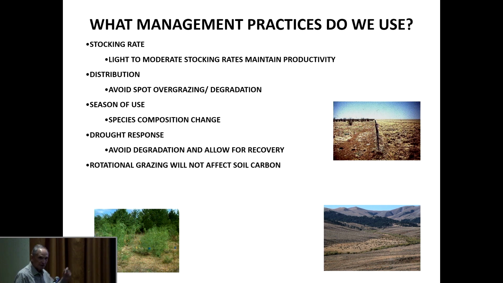And drought response. This is a big one. This is where we lose carbon in rangeland. Poor drought response. This is where we see degradation occurring, is during droughts. This is where we see carbon lost, and we can't make that up during non-drought periods, which are becoming less and less frequent now.